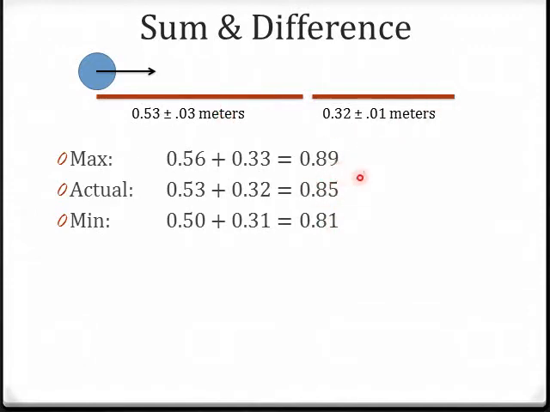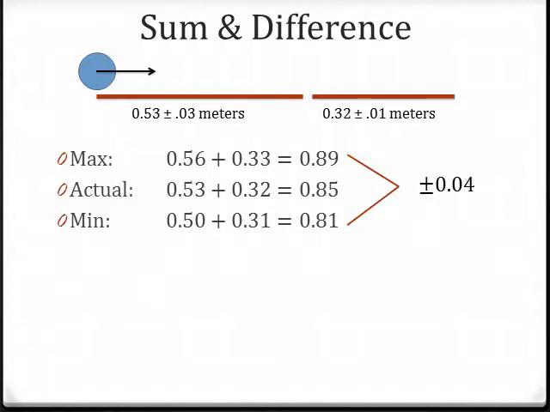Now if we look at that, this is the number we're actually going to calculate, and we're going to state this is the value, right? But it's possible that it could go all the way up to 0.89 and all the way down to 0.81. So what that means is there's a variance of 0.04, either up or down, plus or minus. Okay, so this is interesting.